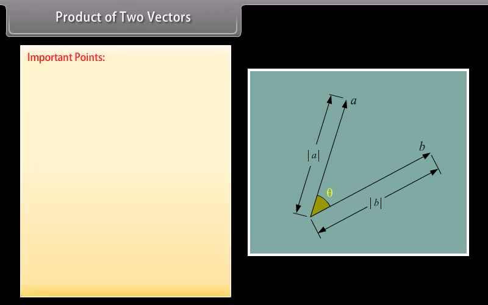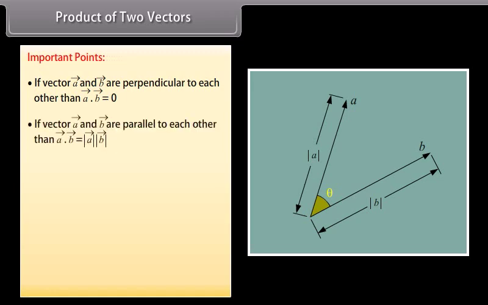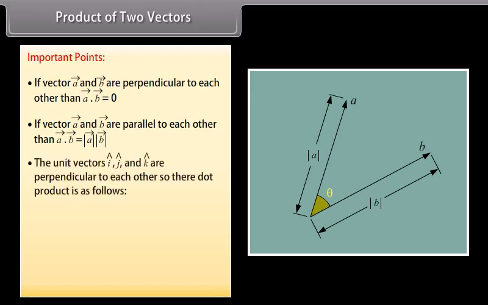Important points. If vectors A and B are perpendicular to each other, then the dot product of vectors A and B is 0. If vectors A and B are parallel to each other, then the dot product of vectors A and B is the magnitude of vector A times the magnitude of vector B. The unit vectors cap I, cap J, and cap K are perpendicular to each other, so their dot products are as follows. Cap I dot cap I equals cap J dot cap J equals cap K dot cap K equals 1. Cap I dot cap J equals cap J dot cap K equals cap K dot cap I equals 0.